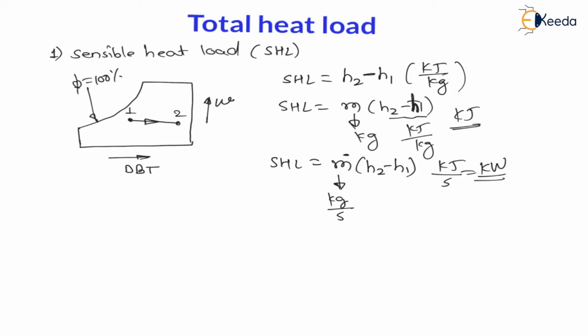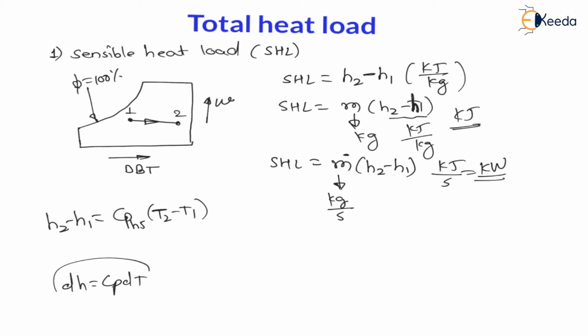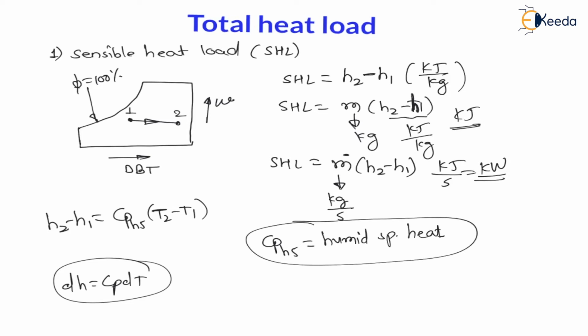Now my dear students, again this enthalpy difference, H2 minus H1, is calculated as CPHS into T2 minus T1. Enthalpy change is nothing but Cp dT, that is, dH is nothing but Cp dT, that already you have learned in basic thermodynamics, right? Therefore H2 minus H1 is nothing but CPHS into T2 minus T1, where CPHS is the humid specific heat.